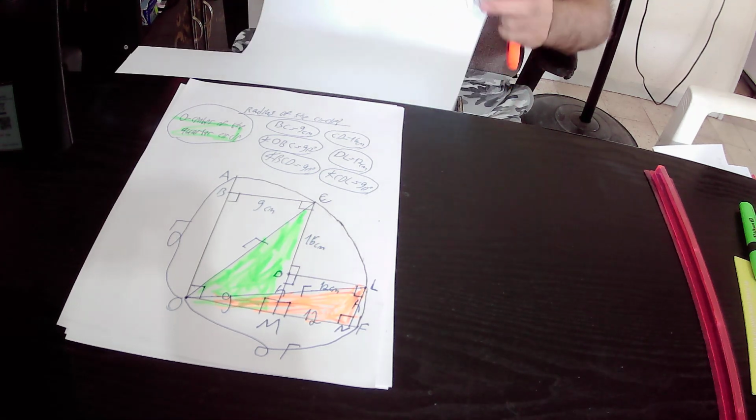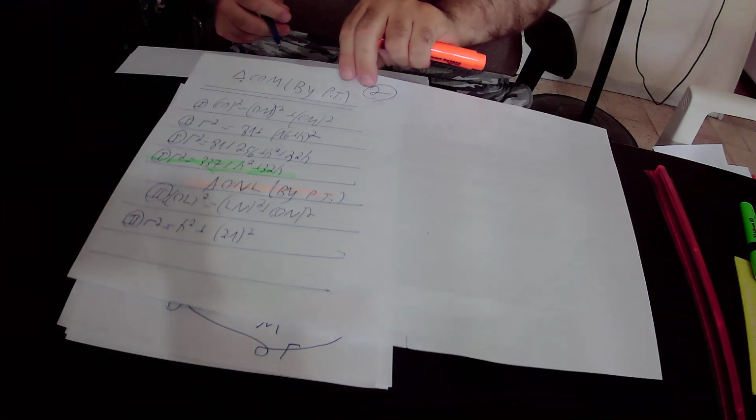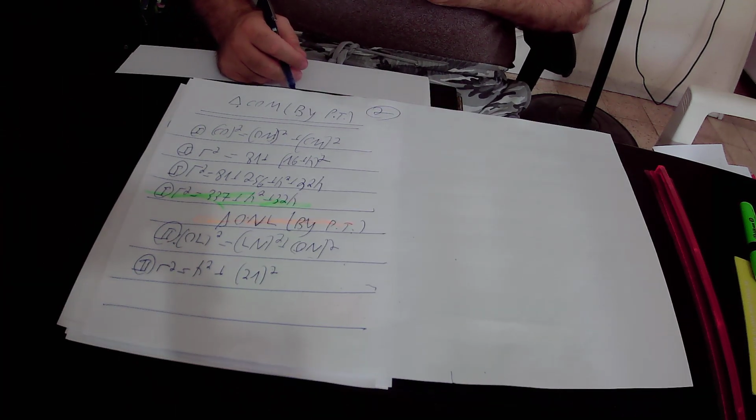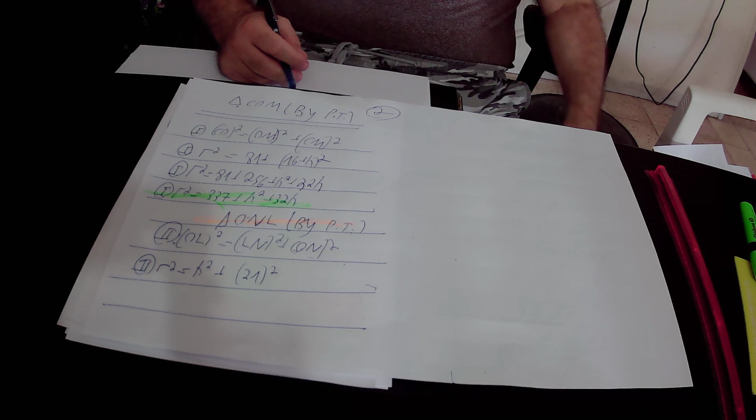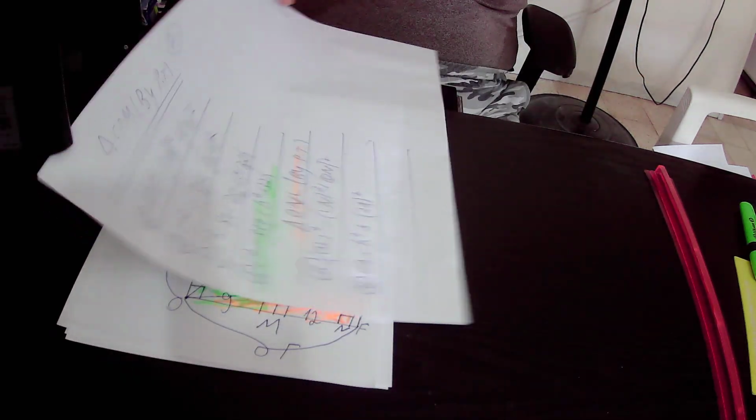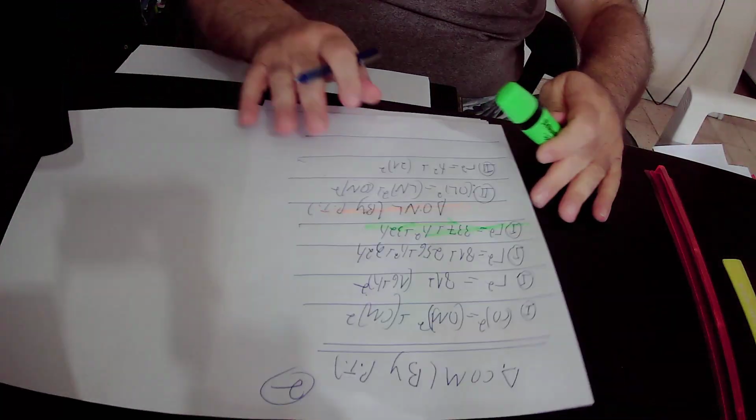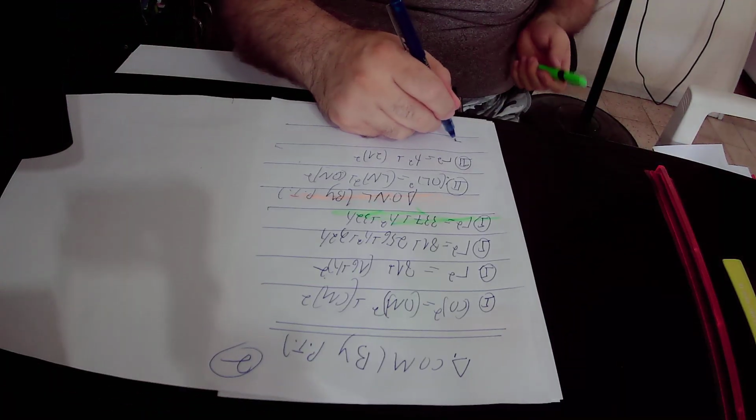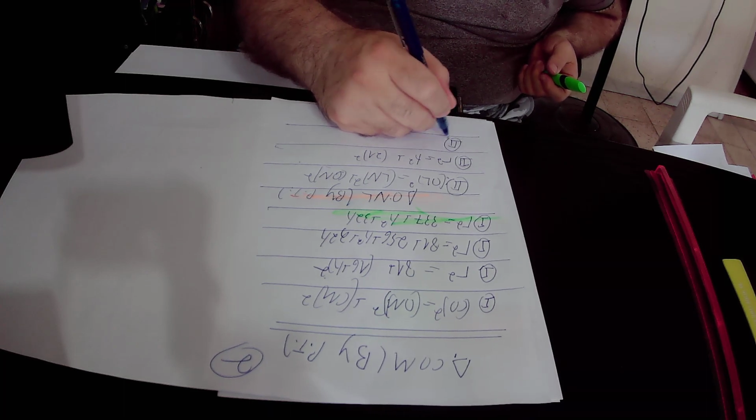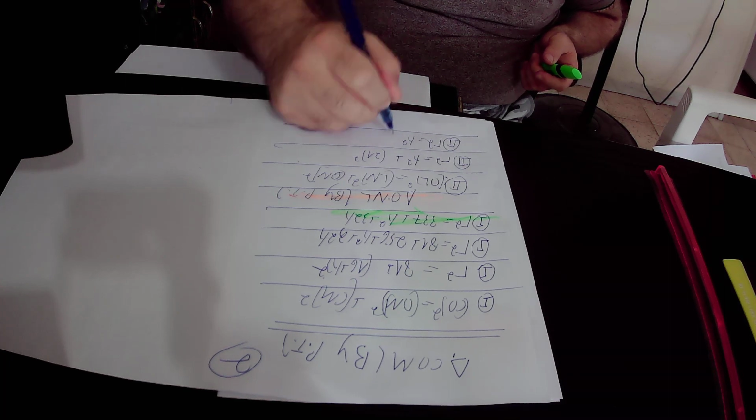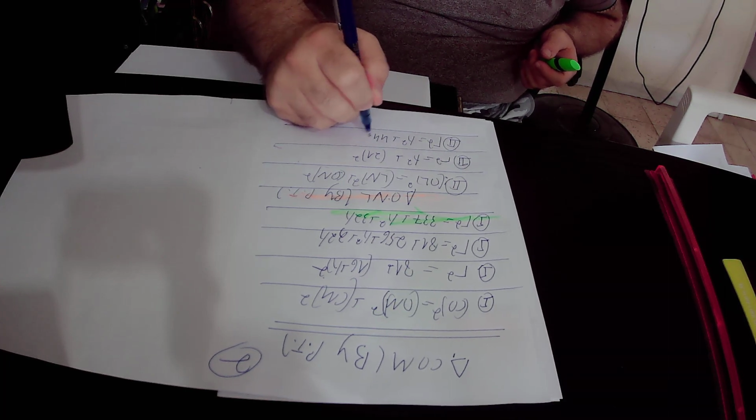So in conclusion, according to equation number 2, R squared equals H squared plus 21 squared. 21 squared is 441, so I write it down. So I found out that according to equation number 2, R squared equals H squared plus 21 squared, that is 441.